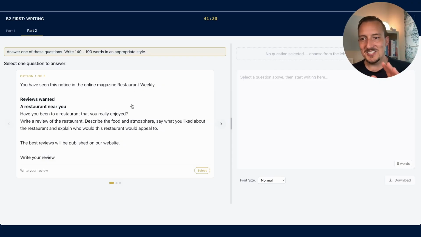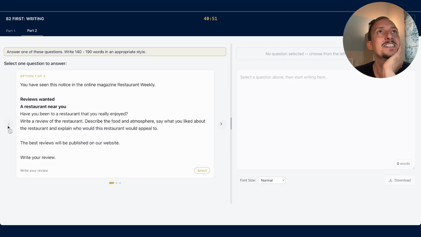Okay, let's dive in and take a look at the genres that we've been given, or the questions that we've been given for part 2. So this first one is a review. You've seen this notice in online magazine, Restaurant Weekly, reviews wanted, a restaurant near you. Have you been to a restaurant that you really enjoyed? Write a review of the restaurant, describe the food, the atmosphere, say what you liked. Okay, that's quite a nice one. Restaurants are quite easy or nice to write about.